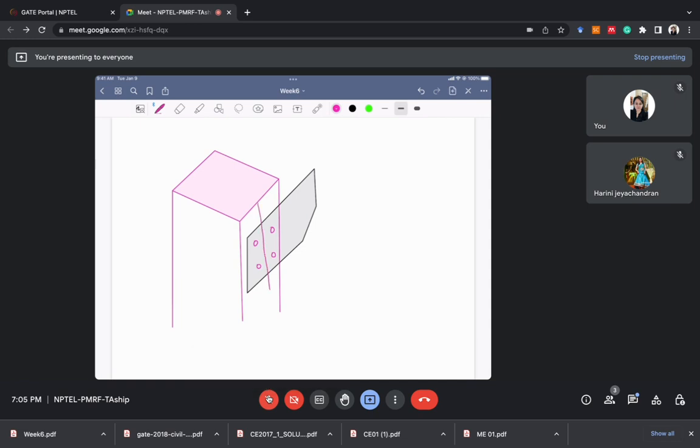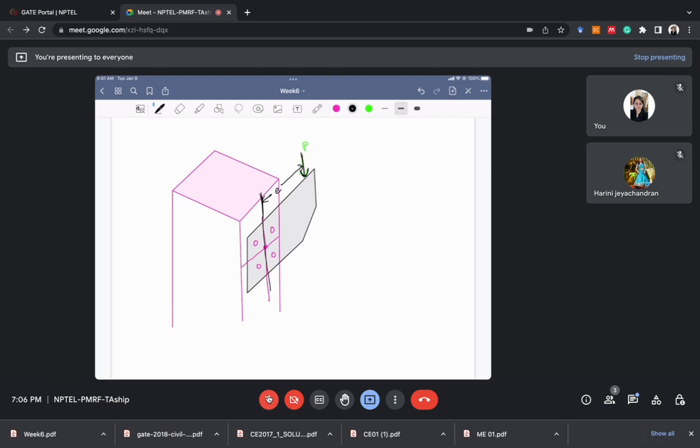Suppose this is the CG, the center line of this system. The CG of the bolt system is here, and there is an applied load P. The distance between this center line and the applied load is E. Let's say E is the eccentricity, the distance between the center line and the applied load P.